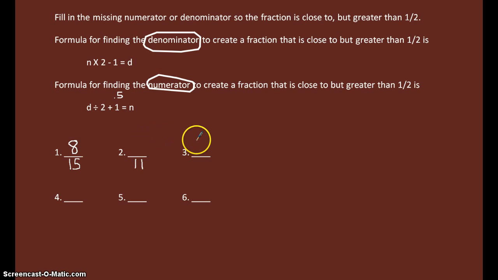Now, number 3 here, this time they give us a numerator. Now, with our formula here to find the denominator, all we have to say is 7 times 2, subtract 1, and there we go.